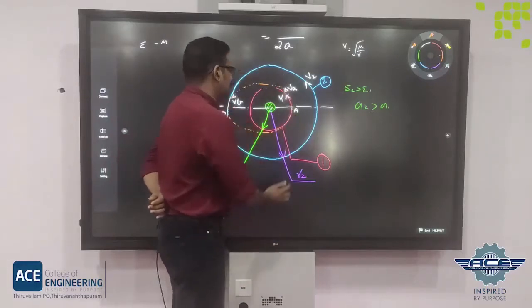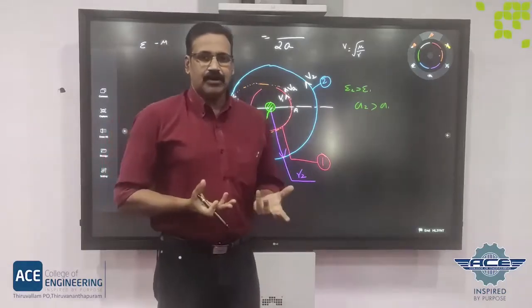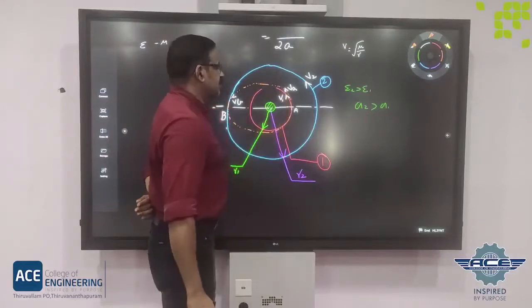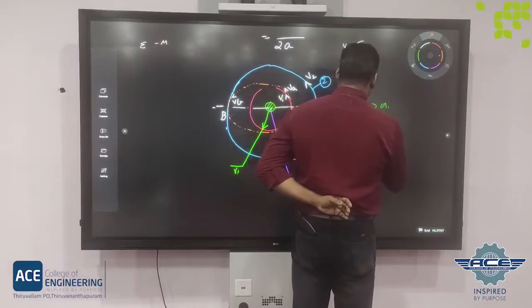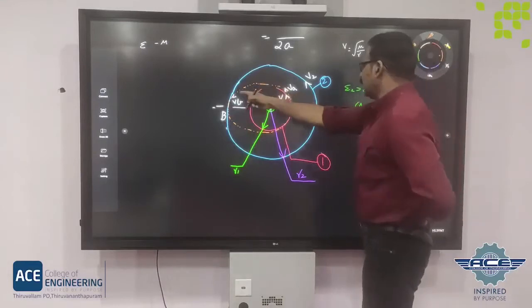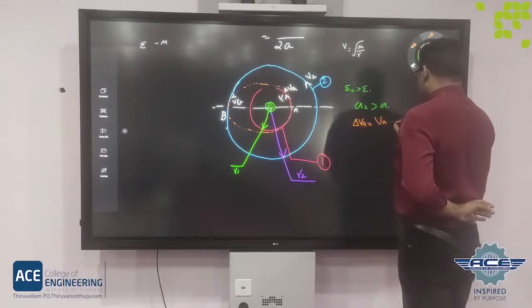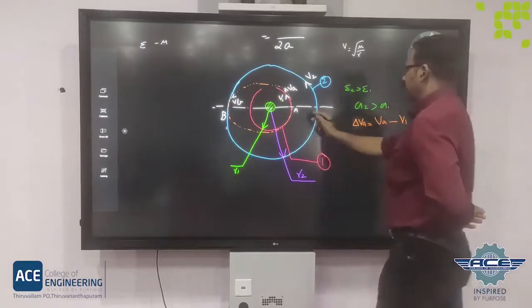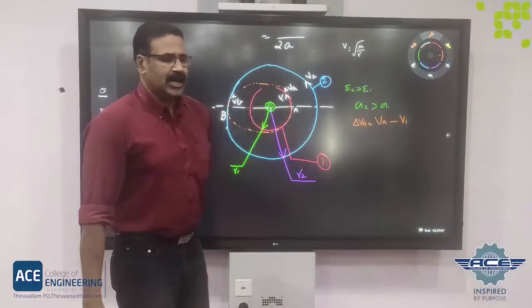Once the satellite is revolving in the first orbit, we have to impart some additional energy to it. For that purpose, we will use some additional burning of fuel in the rocket that will cause an increment in velocity. What increment in velocity we can calculate is delta VA, which is equal to VA, the velocity on this Hohmann elliptical trajectory at A, minus V1. This is that VA at this point.